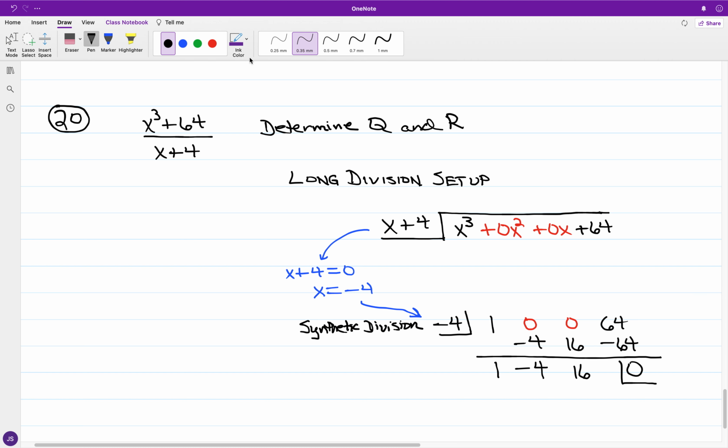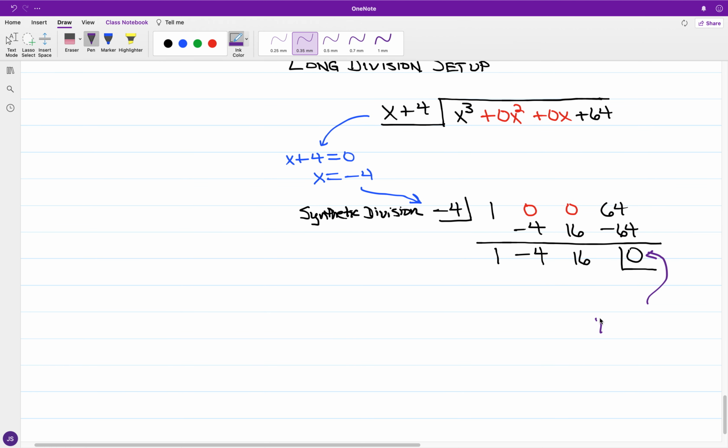Okay, and so with the outcomes here, the last column total is going to be the remainder. And the 1, negative 4, and 16 at the front are in reference to the quotient. After taking around the synthetic division, the quotient is going to be 1 degree less than the dividend. So this one was in reference to x cubed, but this one that is brought down is in reference to 1x squared.